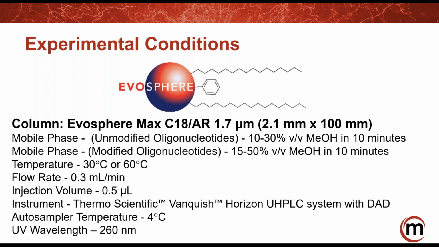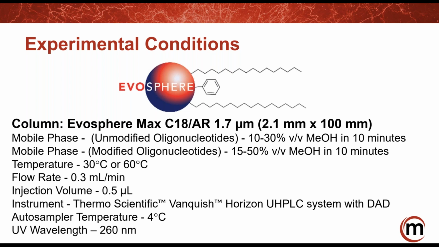The instrument we used was a Thermo Vanquish system, so very powerful, very sleek LC. We have the temperature in the autosampler at 4 degrees C, and we're looking at a wavelength of 260 nanometers. But the point to discuss here is that this C18AR material has a C18 ligand plus a mixed phenyl character ligand on it. And the reason why methanol was chosen is because acetonitrile dampens pi-pi interactions.